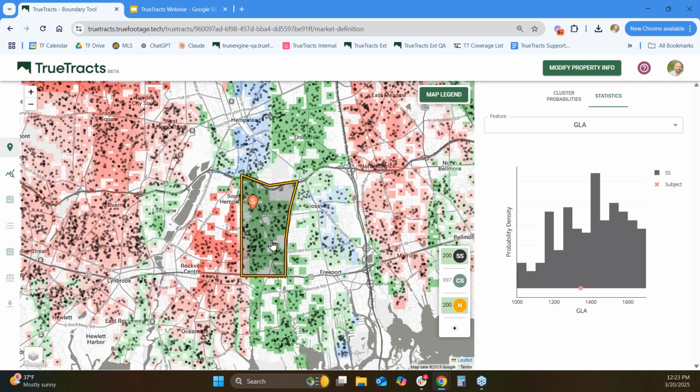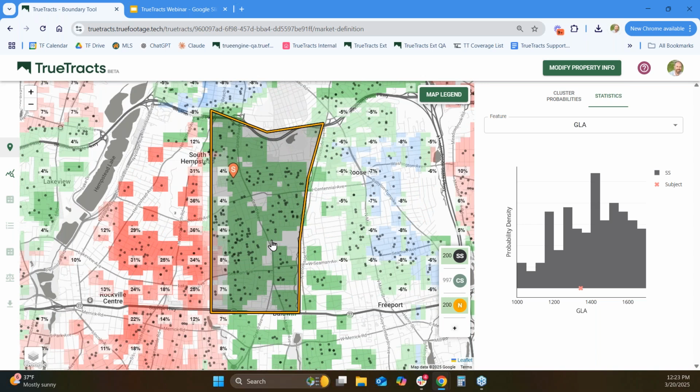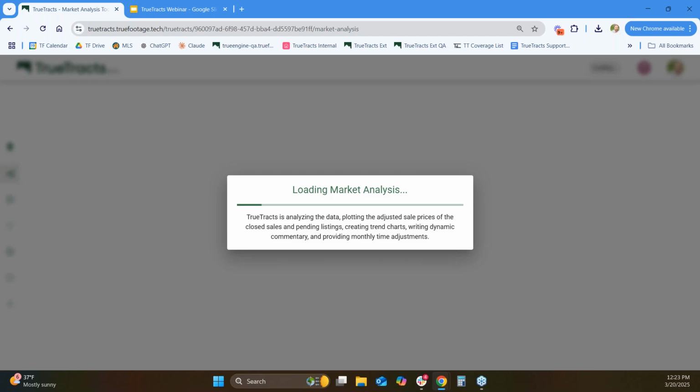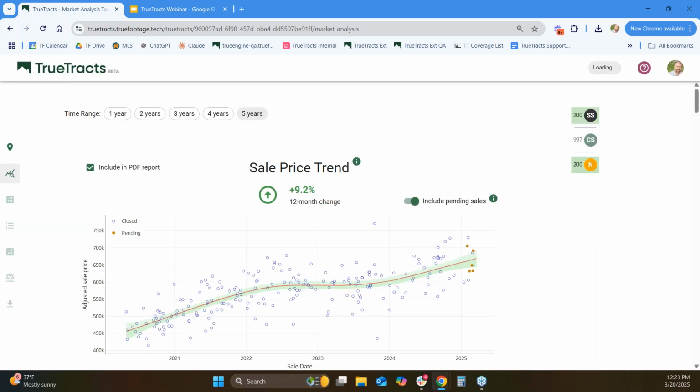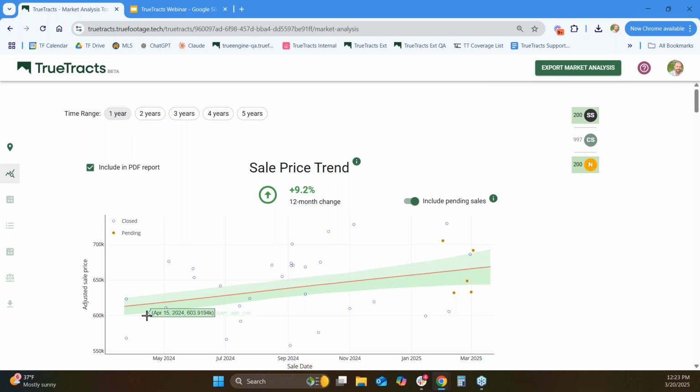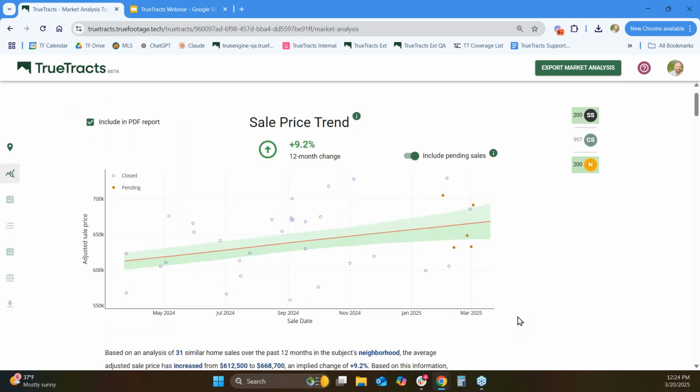So what I could do now is I could stop here and I could go to market analysis. I have a great data set. I have 200 sales over the last 5 years. Similar properties, similar features, selling for similar prices. And this is the 5-year trend of those. If I want to zoom in on 1 year, I do that. So let's talk about what's going on here.